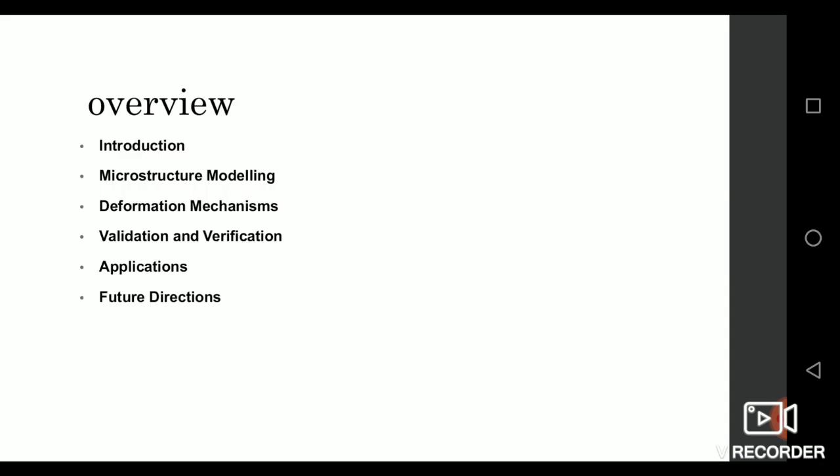Before getting into the topic, I would like to give a small overview of what I would like to teach in this presentation. In this presentation we will come across the introduction of my topic, next microstructure modeling, next deformation mechanism, next validation and verification, and then application, and further we will also discuss the future directions. So without further delay, let's get into the topic.